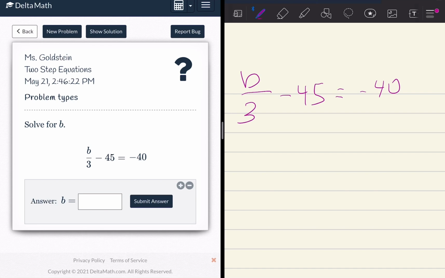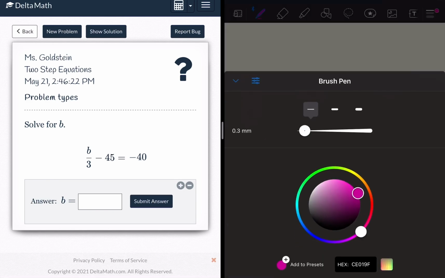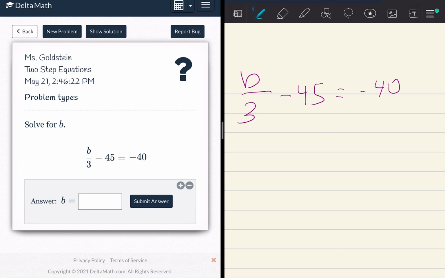Now we want to get the letter b by itself. There's two things happening to it. So when we solve two-step equations, we always want to deal with the number that is furthest away from the variable. So I mean the one that's not directly touching the variable. So if you see 3 is like right underneath, that's closest. So I'm going to deal with the minus 45 first.